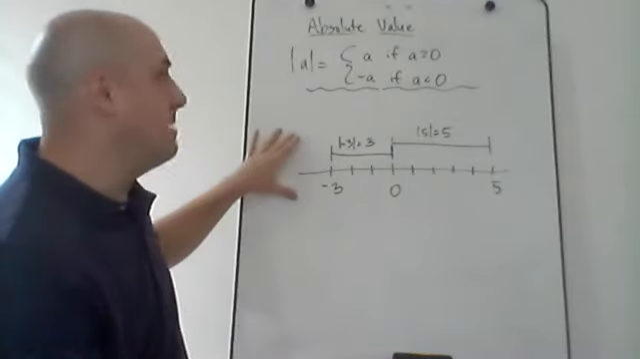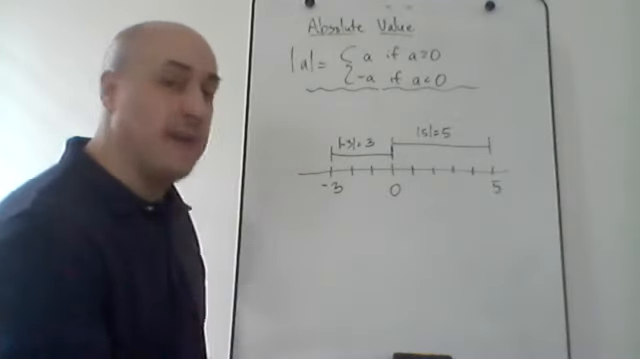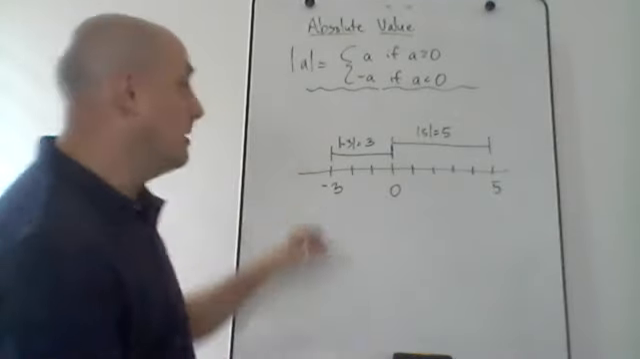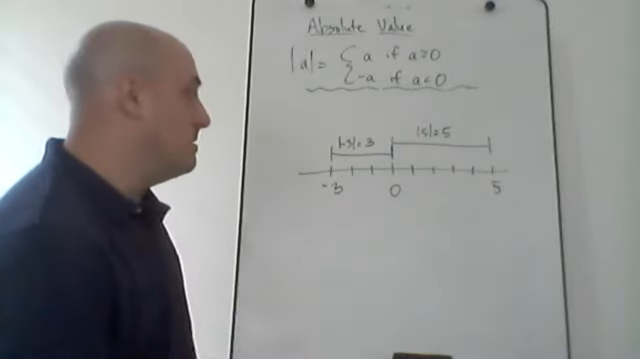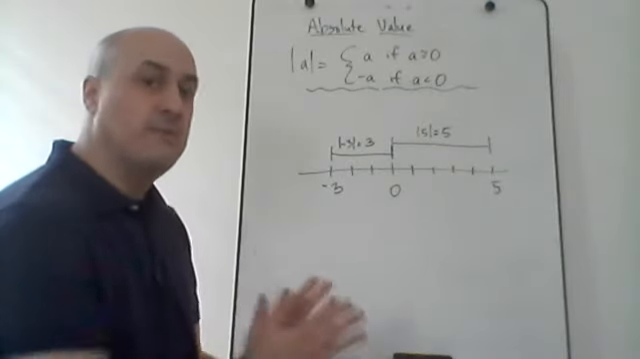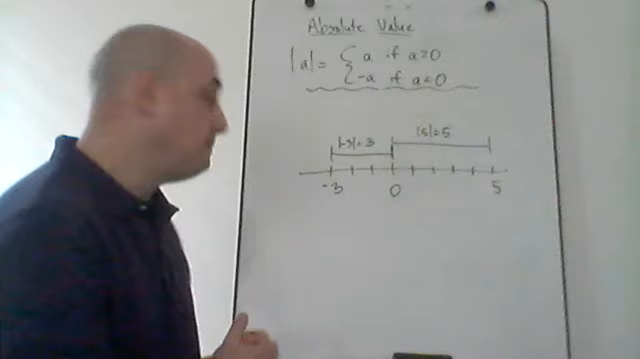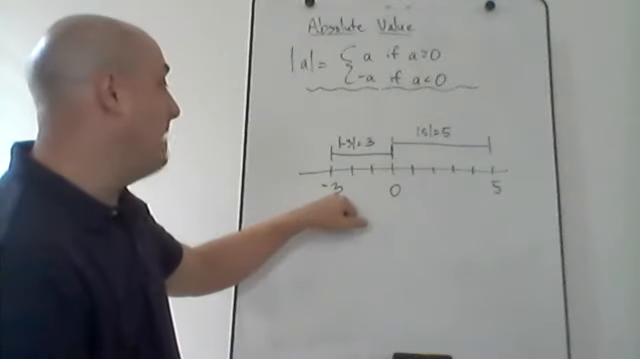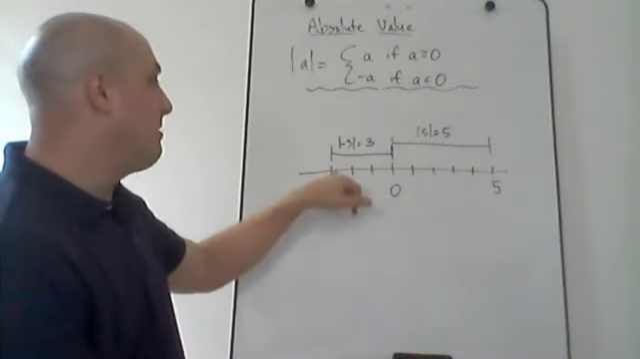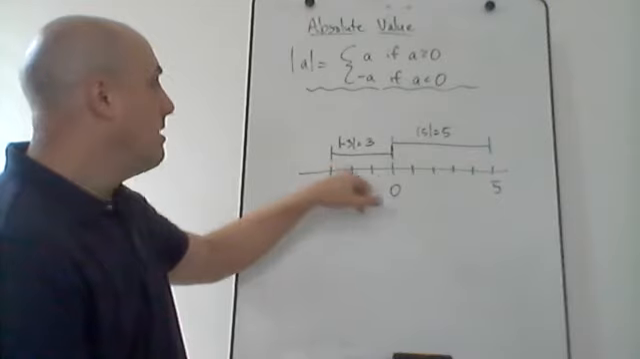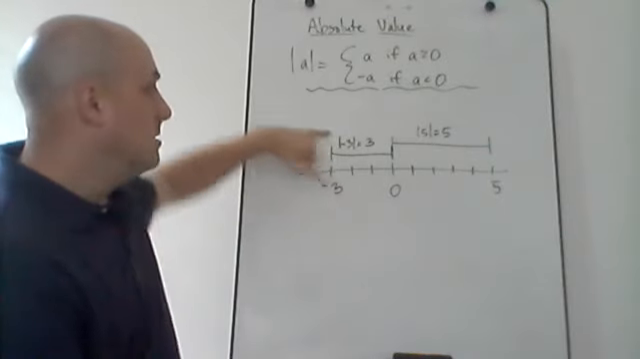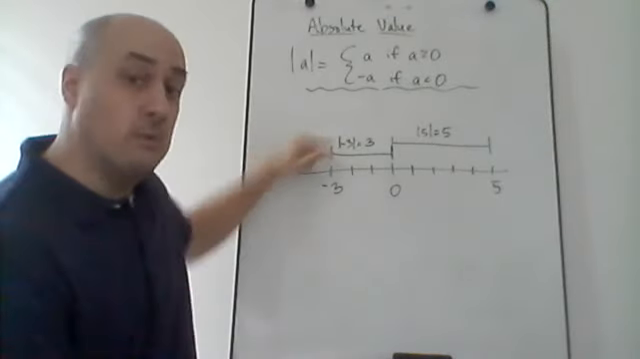Another way to think about the definition of the absolute value, graphically speaking: the absolute value is the distance of the number from 0 on the number line. If I want to talk about the absolute value of -3, well, -3 is down here 3 units away from 0. So the absolute value of -3 equals 3.